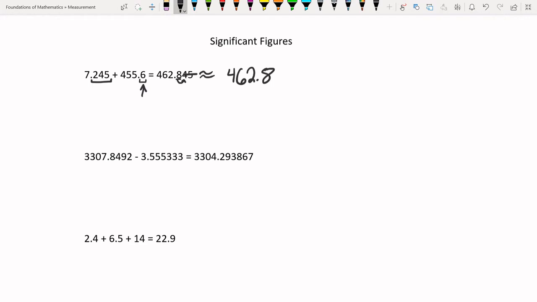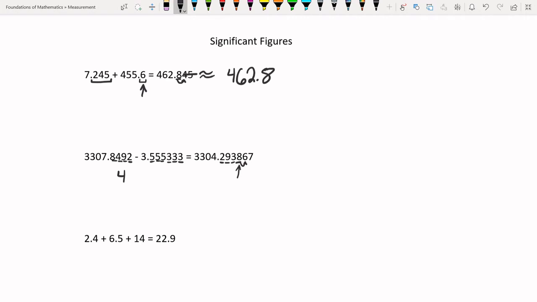Okay, the next one, very similar. We have 3307.123, 3 places there, and 3.123123, there's 6 places there. So 4 is the least number of places. So we're going to count 1, 2, 3, 4 places. We're going to round to this place.